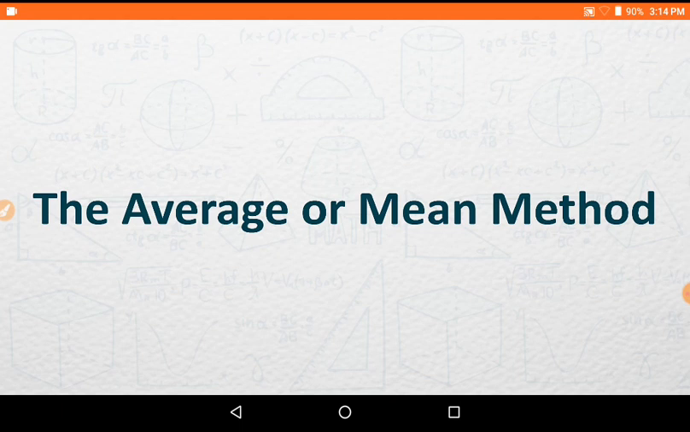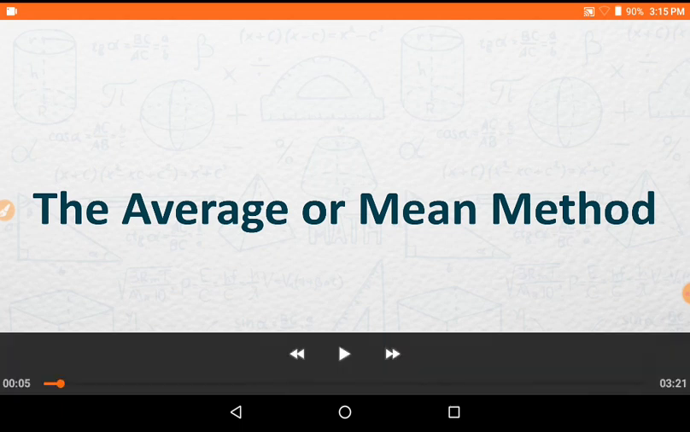Now in the second session, if we have the same denominator, the method we use is the average or mean method. So let us start with this particular video. Watch carefully.